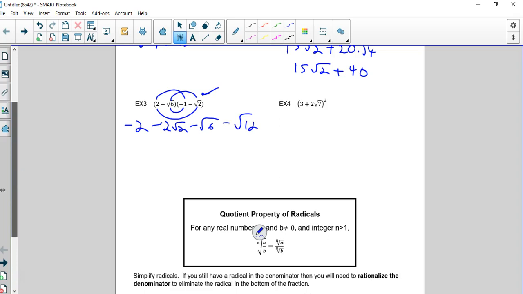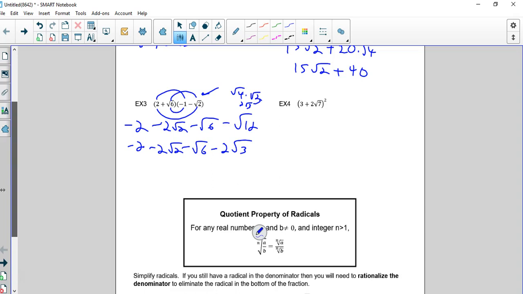Now the radical 12 is going to break down to radical 4 times radical 3, which simplifies to 2 radical 3. So what we end up with is -2 minus 2 radical 2 minus radical 6 minus 2 radical 3. And none of those can simplify.